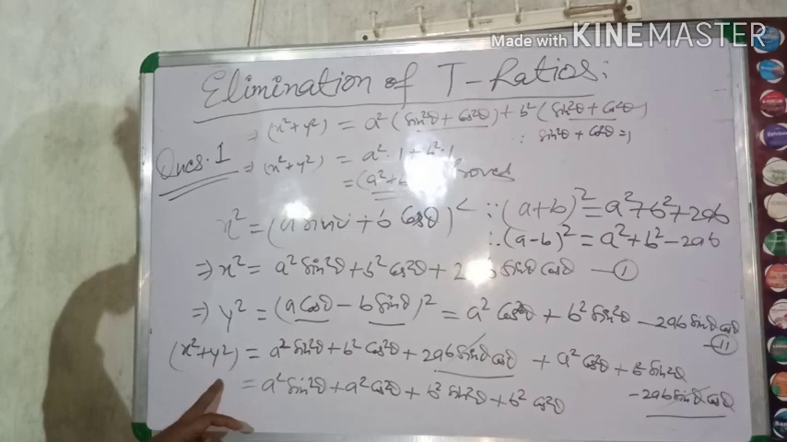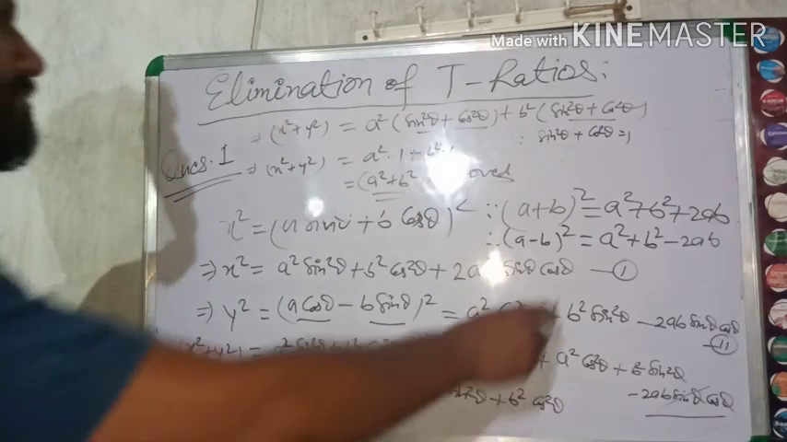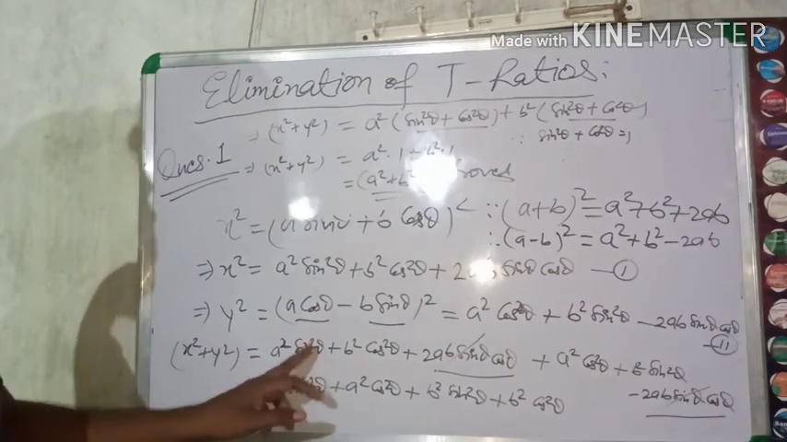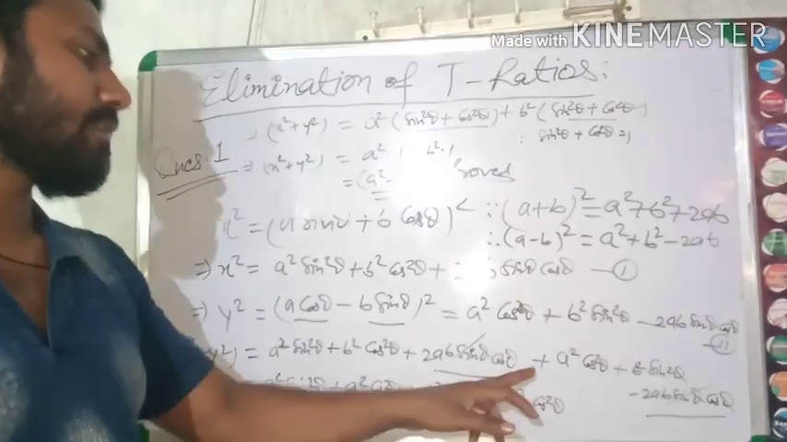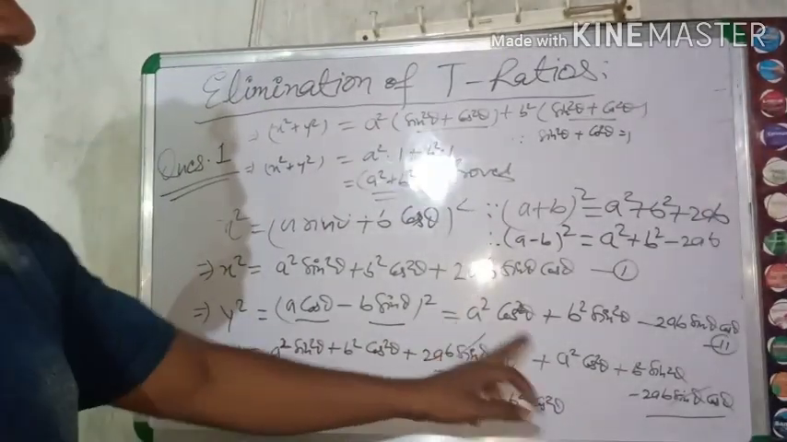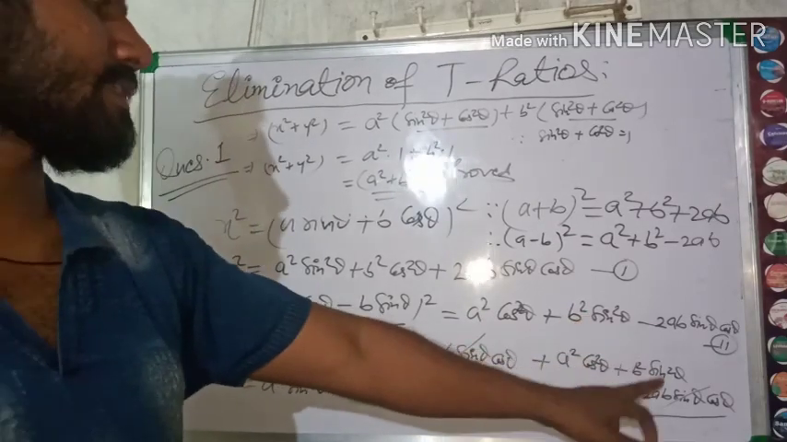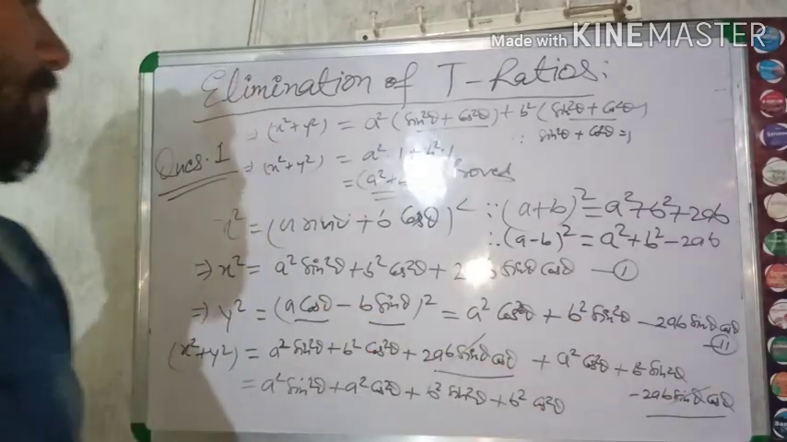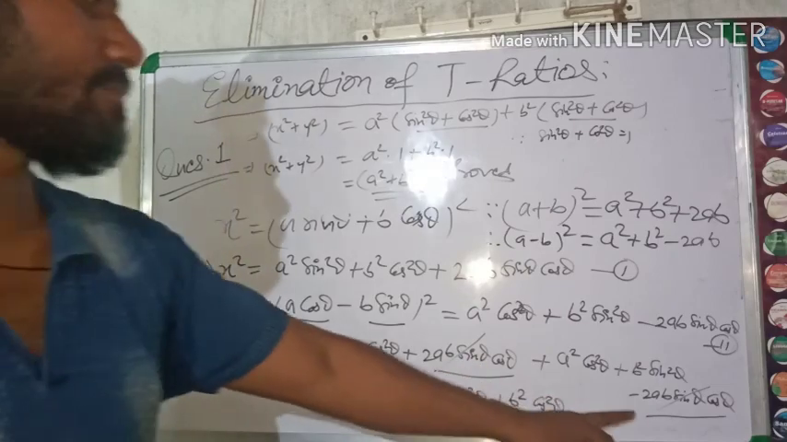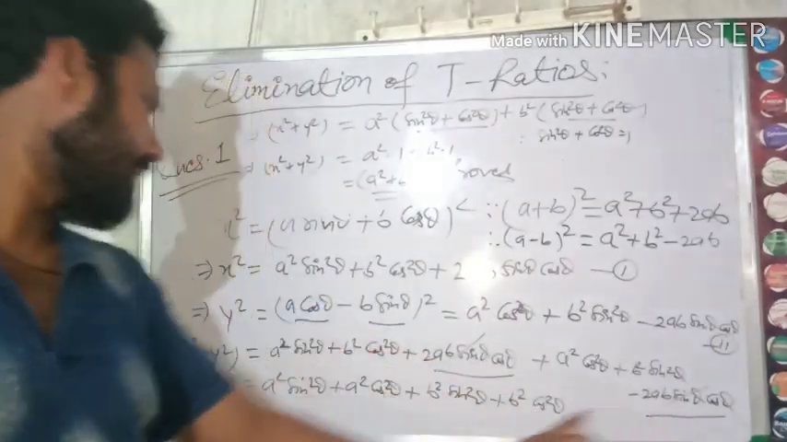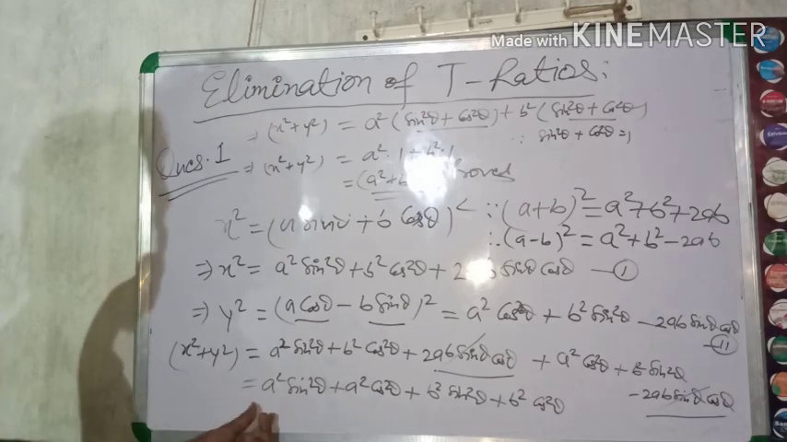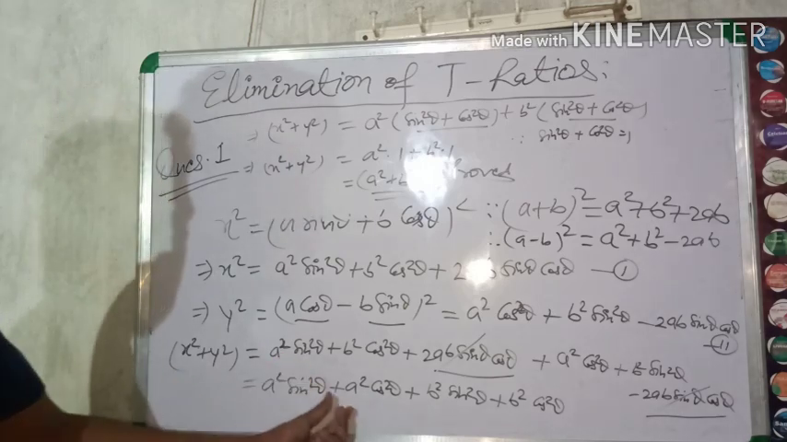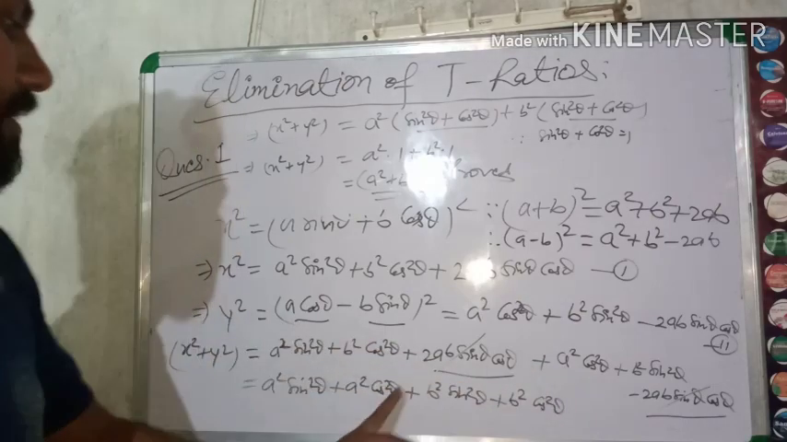Then x square plus y square, putting the value of equations 1 and 2, is equal to a square sin square theta plus b square cos square theta plus 2ab sin theta cos theta plus a square cos square theta plus b square sin square theta minus 2ab sin theta cos theta. The plus 2ab sin theta cos theta and minus 2ab sin theta cos theta cancel, and we have x square plus y square is equal to a square sin square theta plus a square cos square theta.